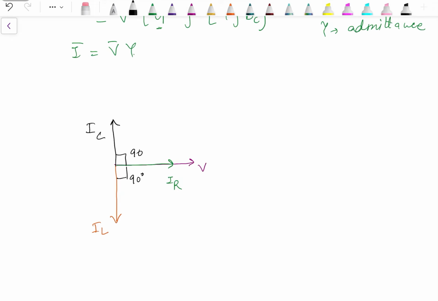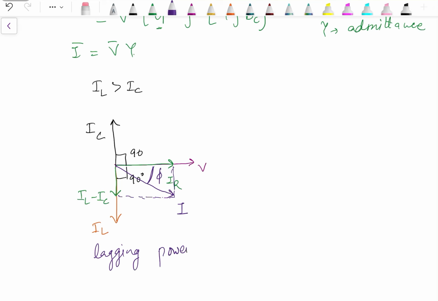Now IC and IL are in phase opposition. Depending upon whether IC is more or IL is more, we can have two options in this phasor diagram. If IL is more than IC, then the resultant current is in the same direction as IL, with magnitude IL minus IC. And the phasor sum of IR and IL minus IC will give us the value of total current I, which will be at angle phi. Since this current is lagging behind the supply voltage by angle phi, this is a case of lagging power factor.